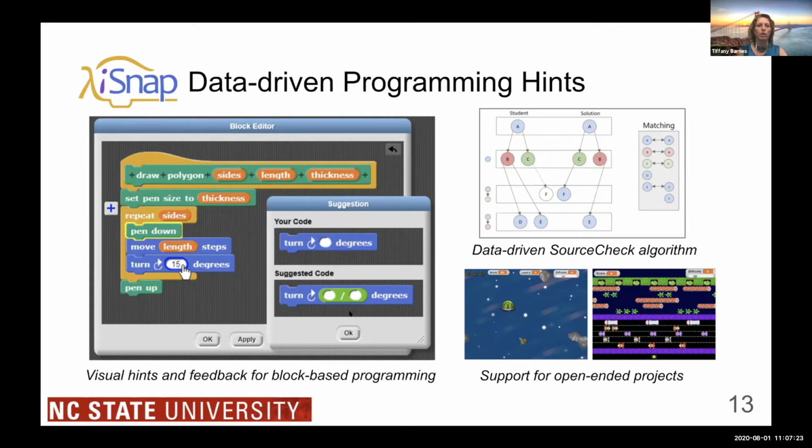So for example, this is for drawing a polygon, and sometimes the math is a little challenging for the student, and they're not sure what to do with this degree angle. So this hint is based on what previous students have done to solve the same problem, and it's letting them know one single thing that they can do to make their code better. So this is effective, and we've shown that the hints that we can generate are good, but we have done some research on it, and we've actually shown that a lot of students won't use hints unless we pop them up for them. So we're actually doing some other work on that.